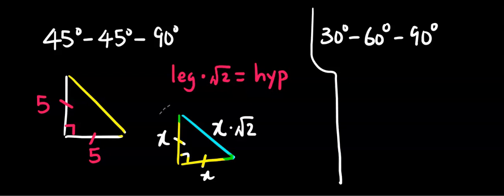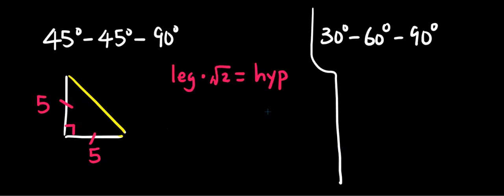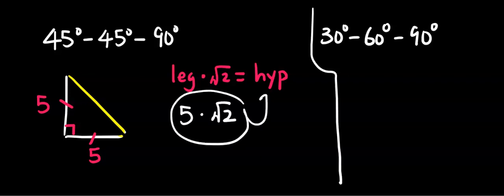Now, I'm going to erase this rule and solve this problem really quickly. Leg times square root 2 is hypotenuse. So hypotenuse is 5 square root 2.